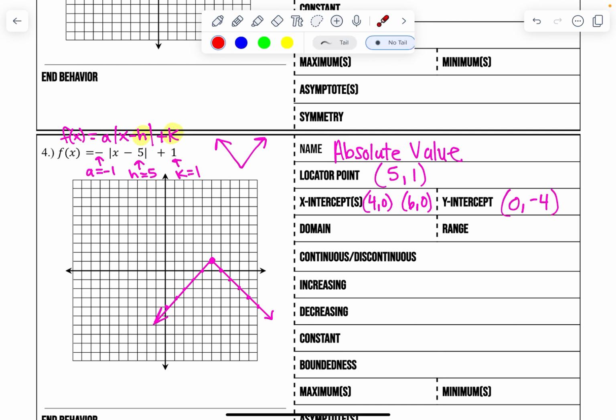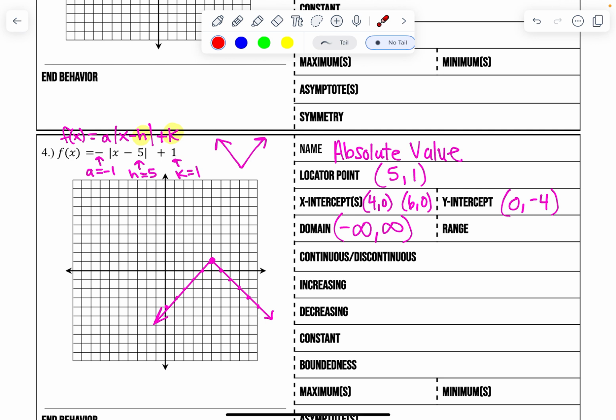Domain, so domain describes a graph from left to right. What we see is this graph is continuous from left to right. It's going to continue forever this way and forever that way. So the domain is everything. There aren't any x values that cannot be used in that equation. There's no blank spots in our graph.